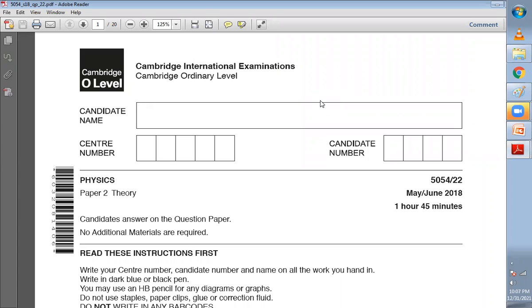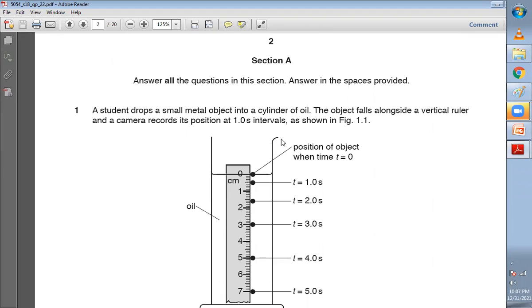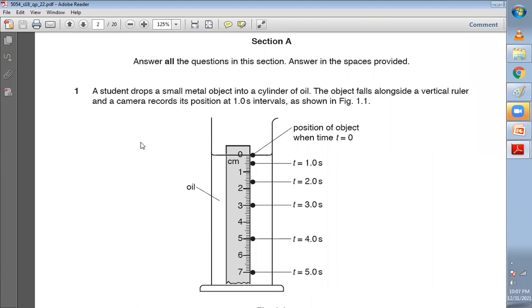So we have the May-June 2018 2-2 paper, and today we are going to solve its section A. It's a theory paper. The total time allowed is 1 hour 45 minutes. Section B we will solve in another video, in another session. Okay, so section A. A student drops a small metal object into a cylinder of oil.